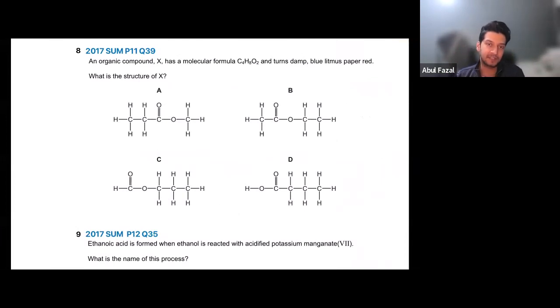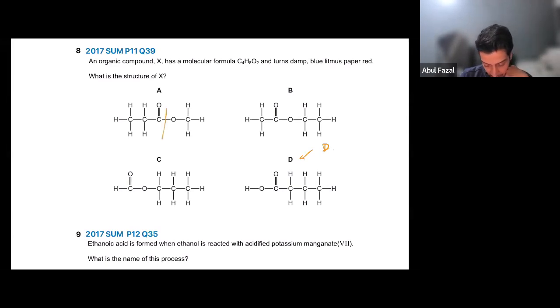Which of these 4 can turn damp litmus paper red? It has to be an acid. Which of these are acids? Then we can find out the molecular formula. The answer is D, because A, B, and C are esters.